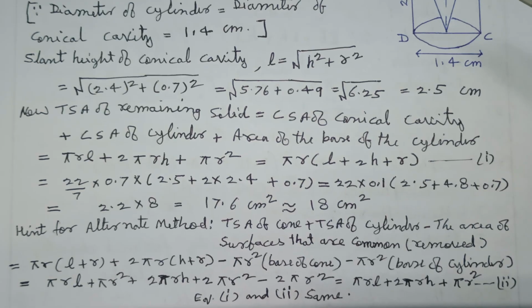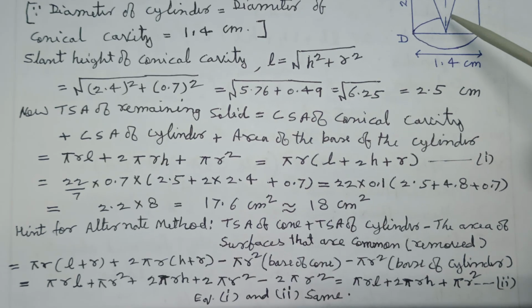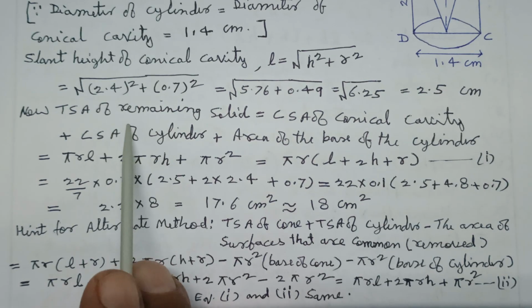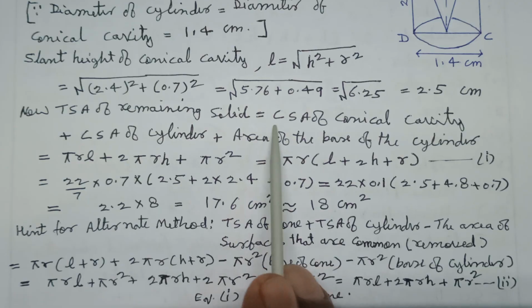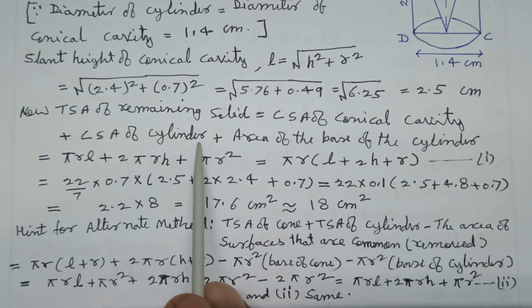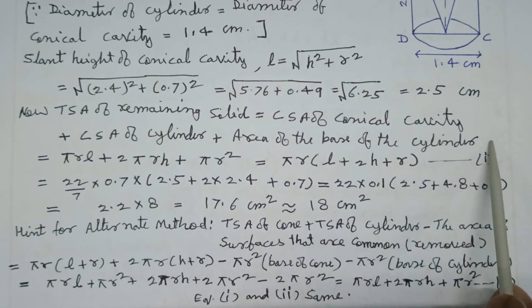In the remaining solid, what is left in TSA? One is this cylinder's curved surface, this base is left, and this is the curved surface area of the conical cavity. So TSA of remaining solid is equal to CSA of conical cavity plus CSA of cylinder plus area of the base of the cylinder.